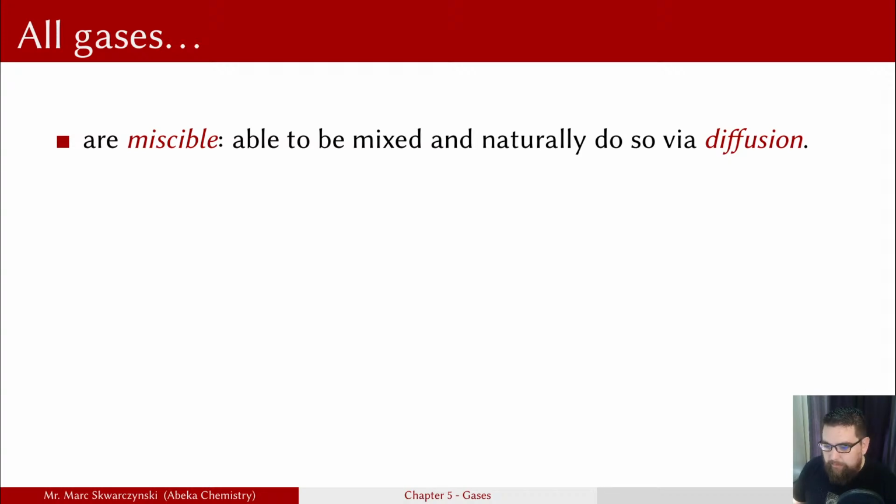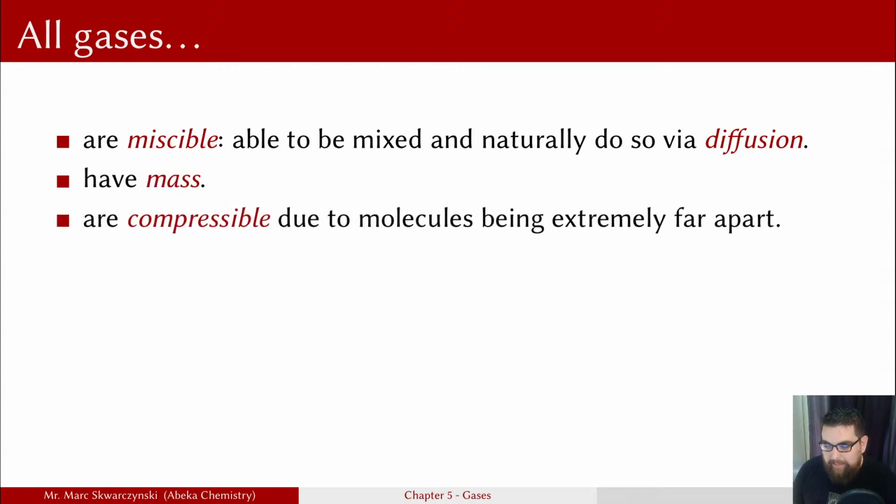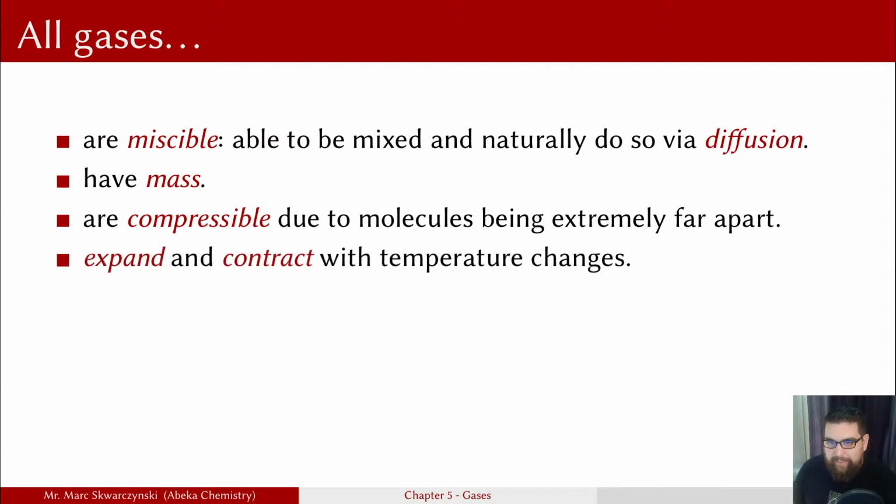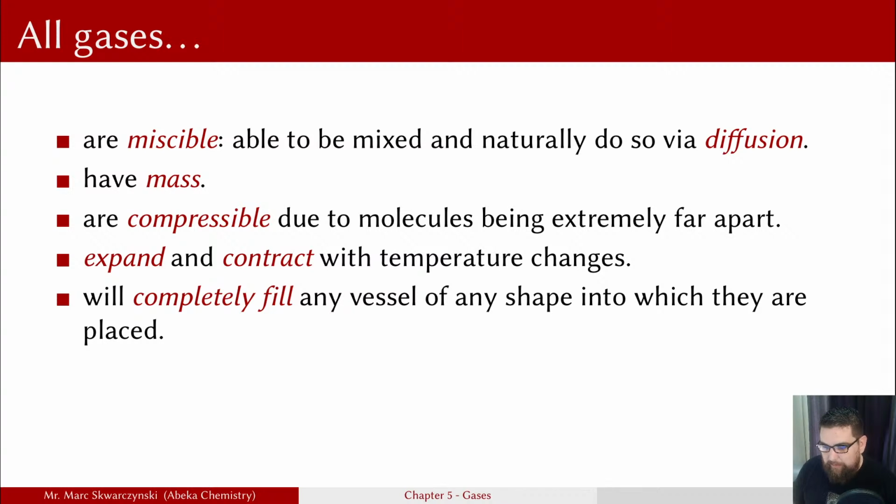For example, the odor of frying onions in the kitchen soon permeates the entire house. Gases such as air can also flow from one place to another, as dramatically demonstrated on a stormy, windy day. Gases have mass. Gases can be readily compressed because their molecules are very far apart. Gases expand and contract with temperature changes. They will completely fill any vessel of any shape into which they are placed.